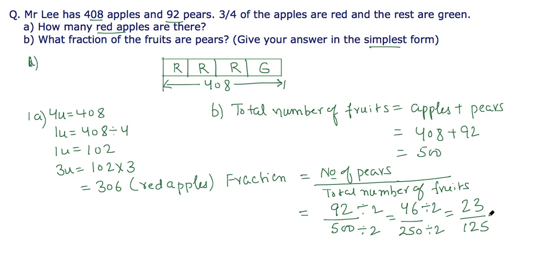Because in the numerator it's 23, and 23 is a prime number. A prime number is a number which is divisible only by itself or 1. So obviously that means 23 can't be divided by any other number. So that's the simplest form. That's our answer.